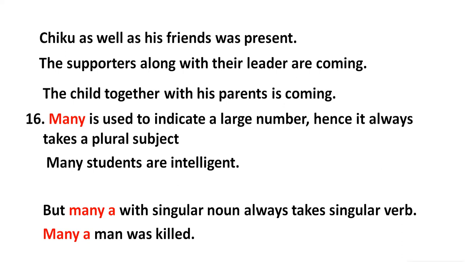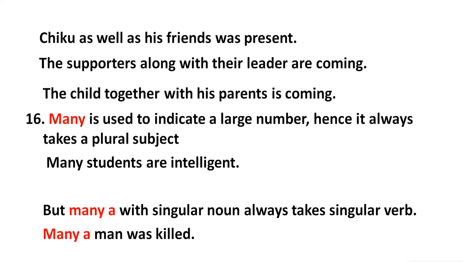Now coming to another example. Many is used to indicate a large number, hence it always takes a plural verb. We know it very well: whenever many comes, it goes with a plural verb. Many students are there, many books are kept there, many sweets are there, many rooms are vacant. That's not a big deal, but we should be very careful, because there comes a structure where things change. What is that? Let's see that example: many a with a singular noun always takes a singular verb.